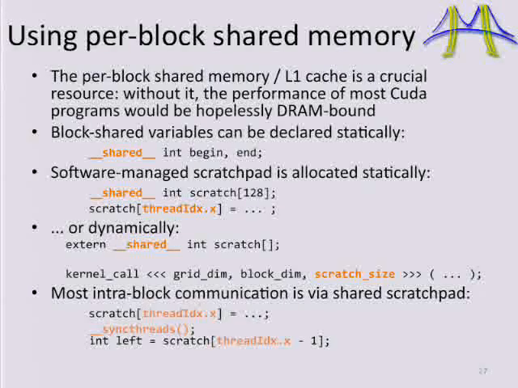So you can declare shared variables statically via this shared tag on int begin and end there. You can allocate entire arrays that then you can index via your thread index, for example. Or you can allocate it dynamically just by using an extern shared without specifying a size, for example, that second scratch there. And then in the kernel call, this triple angle bracket syntax has an optional third parameter, which is the size of the scratch pad that you want to allocate to each thread block.